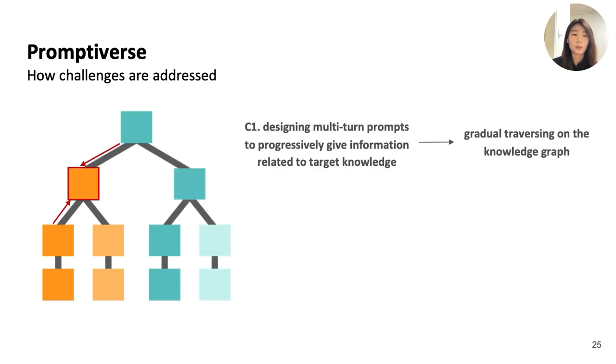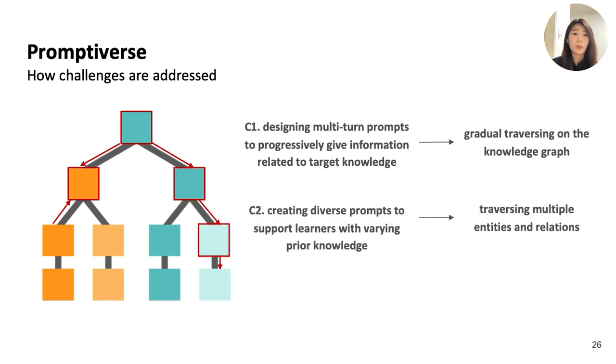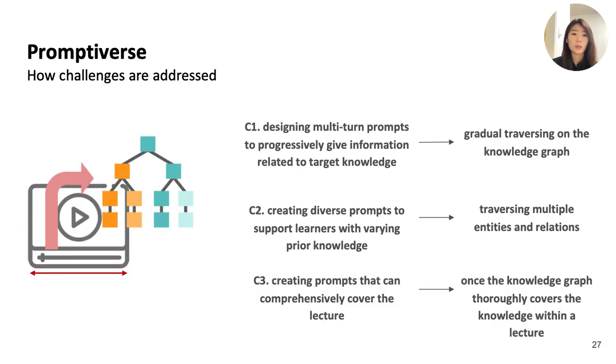The first challenge can be resolved by gradual traversing on a knowledge graph. Second, diverse scaffolding prompts can be produced by automatically traversing multiple entities and relations on the graph. Finally, our approach can create a comprehensive set of prompts by traversing a knowledge graph that thoroughly covers a lecture.